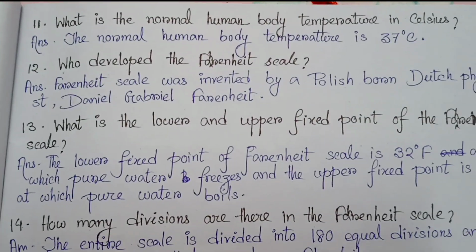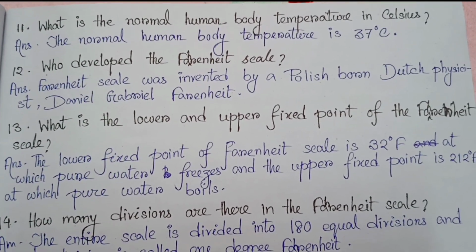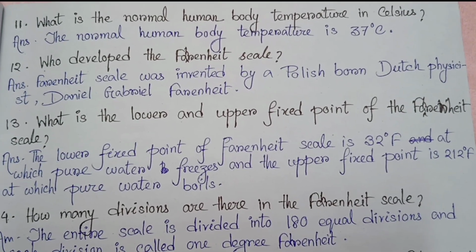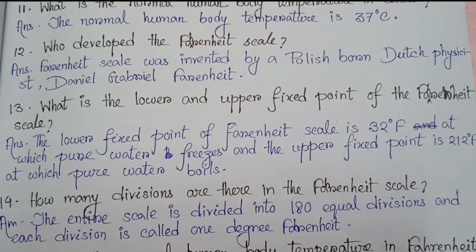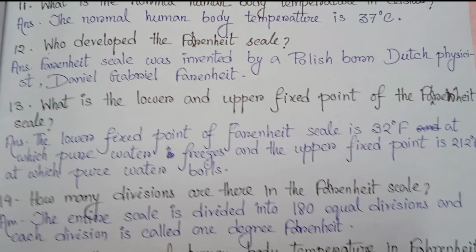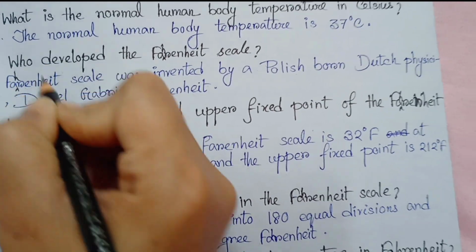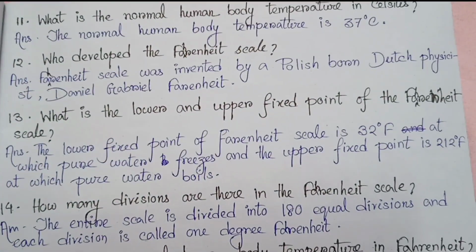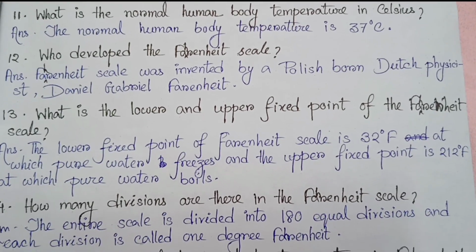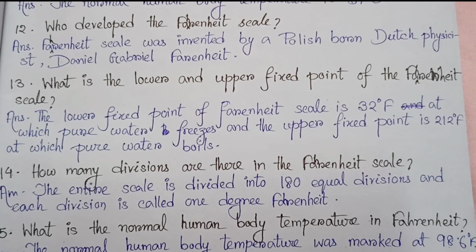Number 11. What is the normal human body temperature in Celsius? The normal human body temperature is 37 degrees Celsius. Number 12. Who developed the Fahrenheit scale? Fahrenheit scale was invented by a Polish-born Dutch physicist, Daniel Gabriel Fahrenheit.